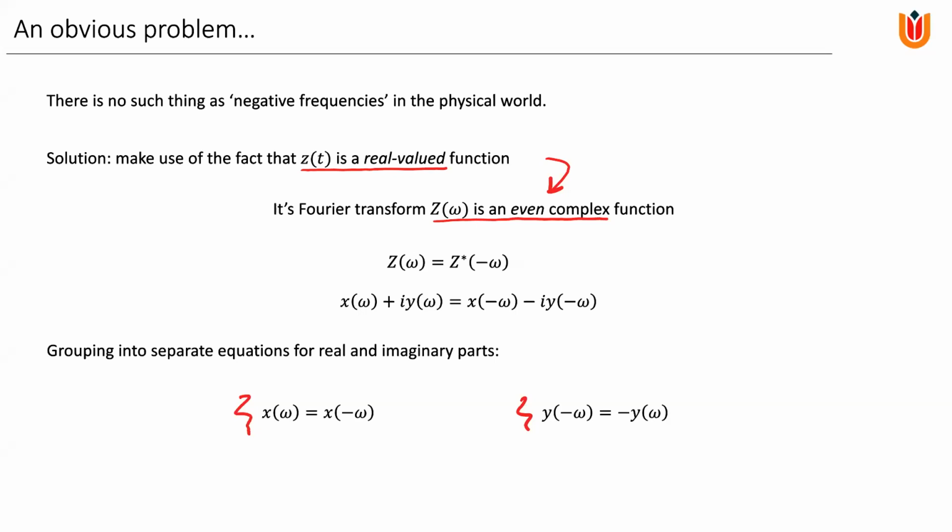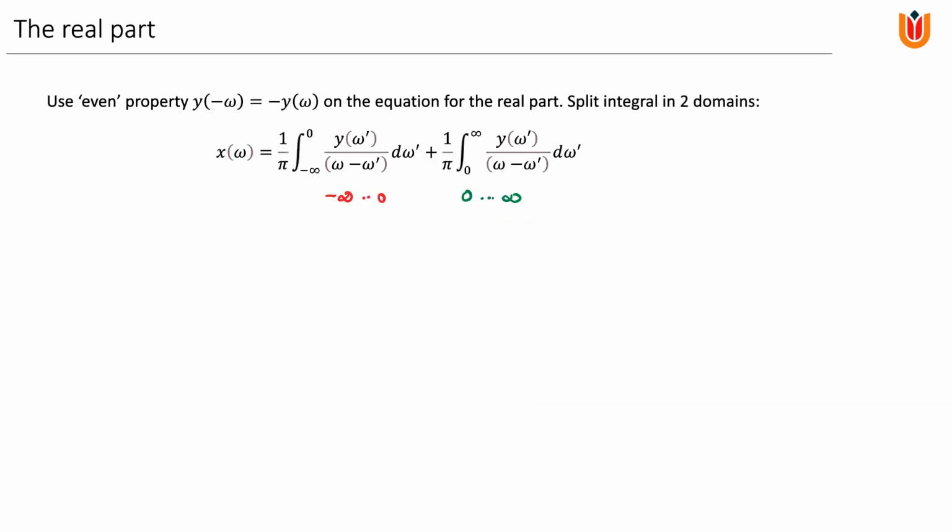So for this even complex function, we have these relations: x of omega for the real part, x of minus omega equals x of omega, and y of minus omega equals minus y of omega. We can use these a little bit later. To get rid of these negative frequencies, we'll split the integral into two parts: one part that runs from minus infinity to 0, and the other part that runs from 0 to infinity. We'll leave this part alone. So we want to try to manipulate our way out of this part.